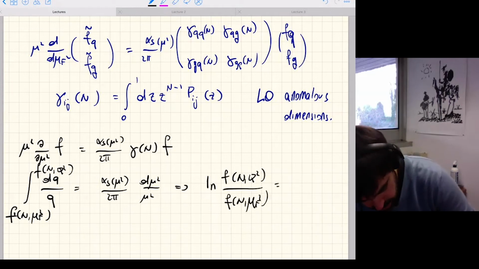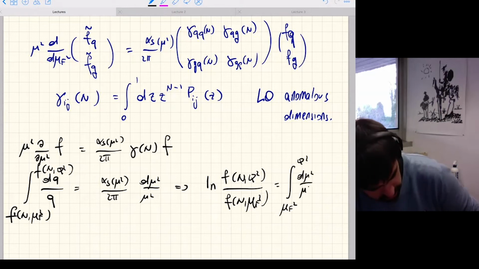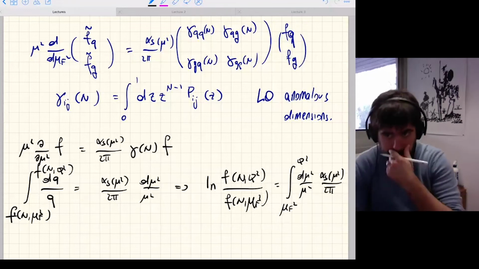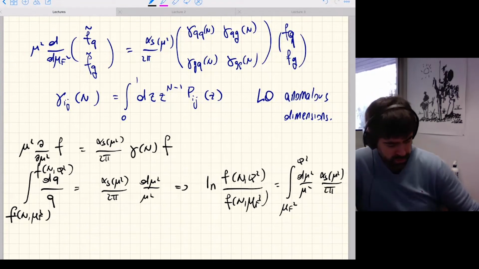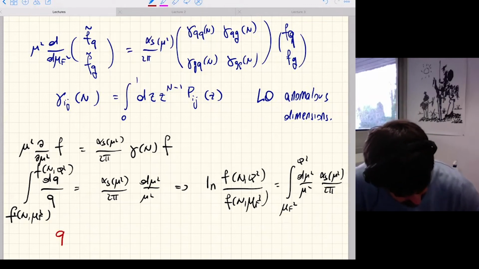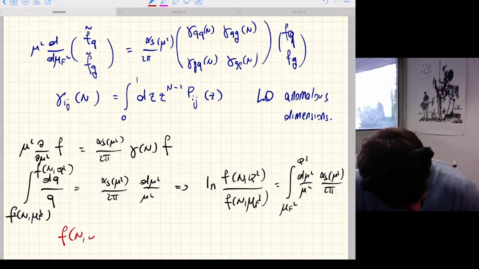And this must be equal to the integral between mu s square and q square of d mu square over mu square, alpha s mu square. And so the solution to this equation, the solution is f of n square.